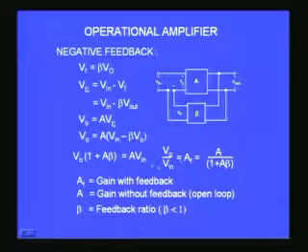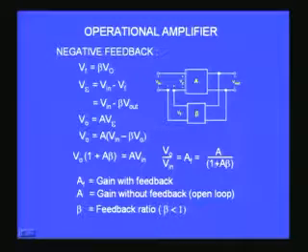When you rearrange them, you would find V naught by V in, which is the gain of the total amplifier including feedback. I call it AF, A with a suffix F. This is the amplifier gain with feedback, and that is equal to A by 1 plus A beta. This is what I get, an expression for the gain of the amplifier with feedback, with negative feedback.